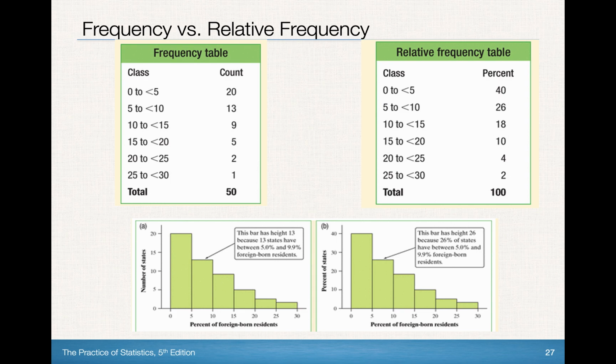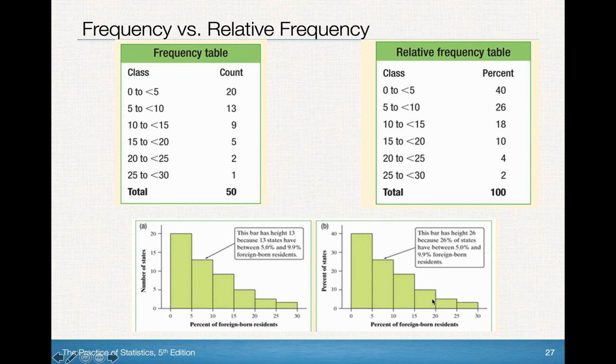Sometimes it's better to make a relative frequency histogram. So on the left is the table we just looked at. On the right is the relative frequency. So instead of counts, we're looking at percents. So 40% of the states have 0 to 5% of their residents born outside the U.S. And the histogram that you see below it is a relative frequency histogram. And that is because the y-axis is in percents, whereas in the first one we looked at, the y-axis was in counts.